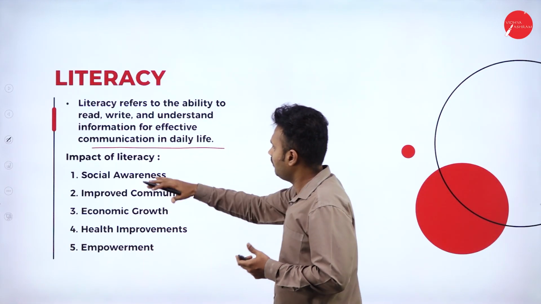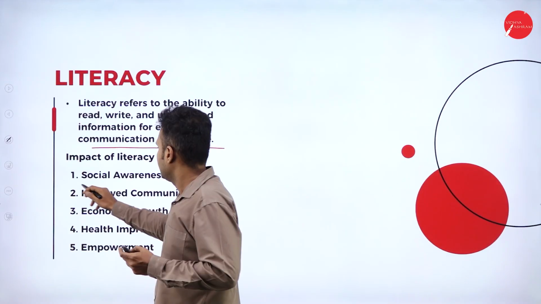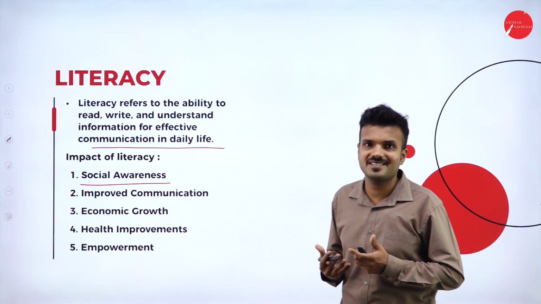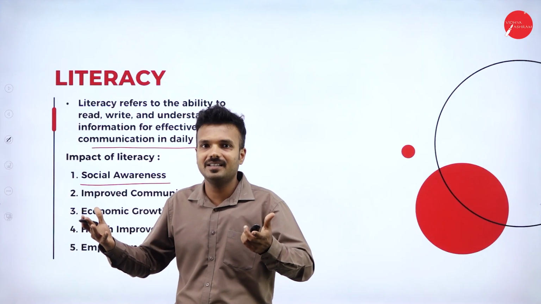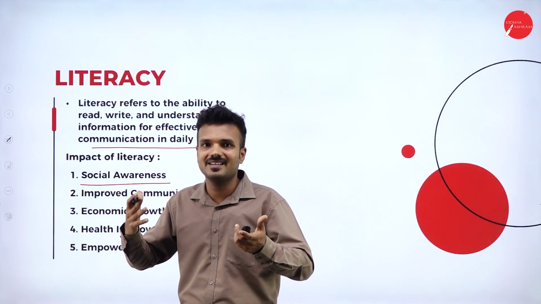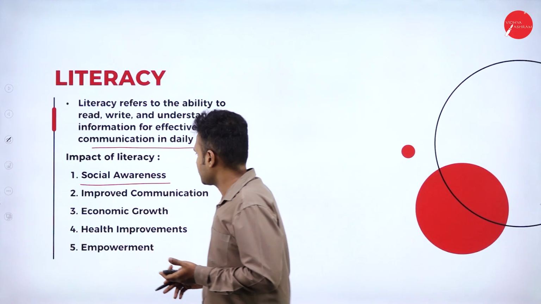So the impact of literacy: how exactly is literacy going to affect social awareness? Literacy is a kind of social awareness. We get to know exactly what is happening in the society. People are aware of the current trends, current situations and conditions, and what is happening in a society.